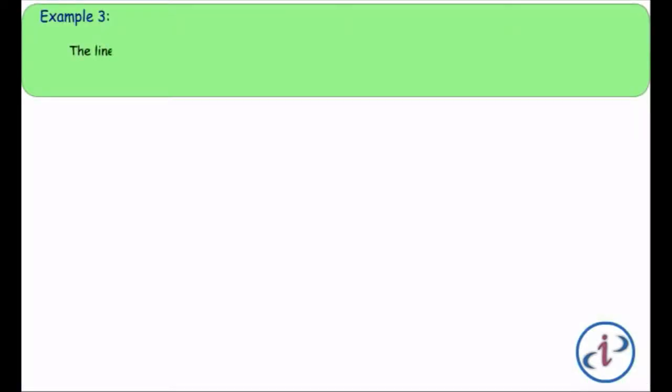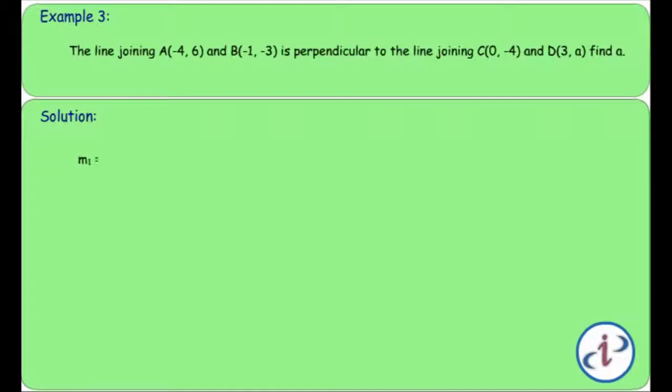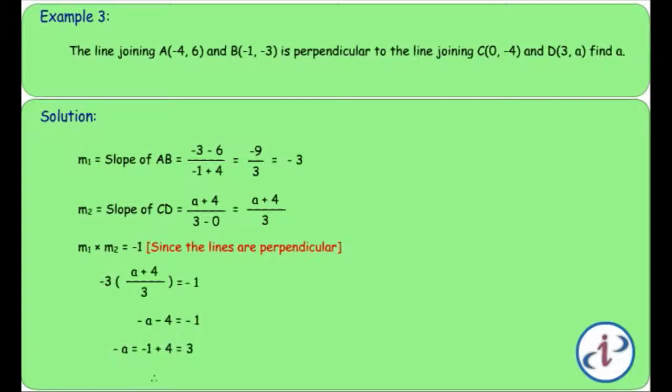If the line joining A and B, whose coordinates are (minus 4, 6) and (minus 1, minus 3) respectively, is perpendicular to the line joining C and D, whose coordinates are (0, minus 4) and (3, A), then find A. Let M1 be the slope of AB. Hence, substituting the values of the coordinates, we have M1 to be minus 9 by 3, which is minus 3. Similarly, M2 is the slope of CD. Substituting the values, we have the slope to be (A plus 4) divided by 3. Since the condition for the lines to be perpendicular is M1 times M2 is equal to minus 1, we multiply M1 and M2. On further simplification, we have A is equal to minus 3.